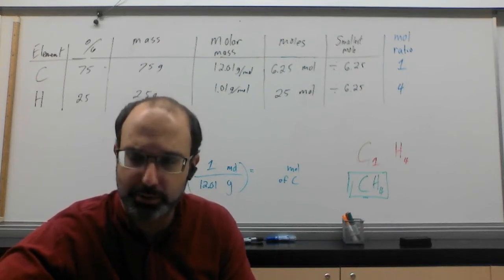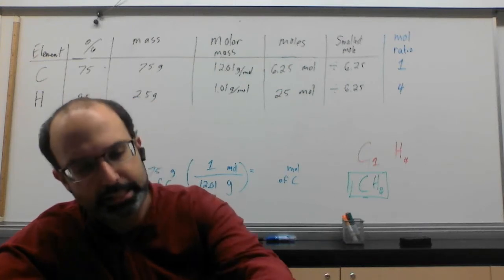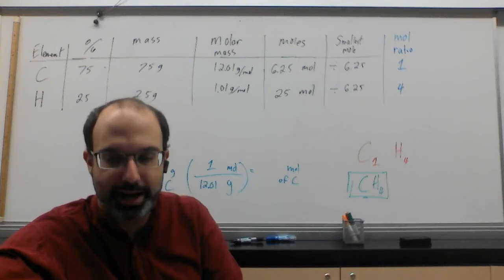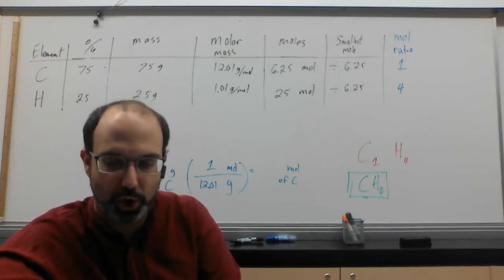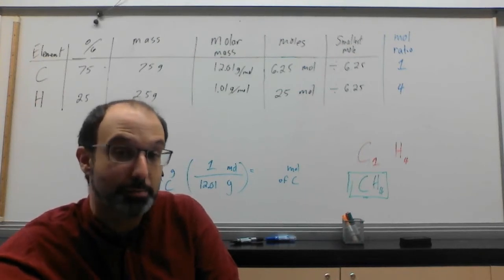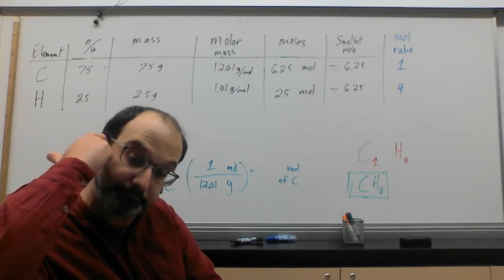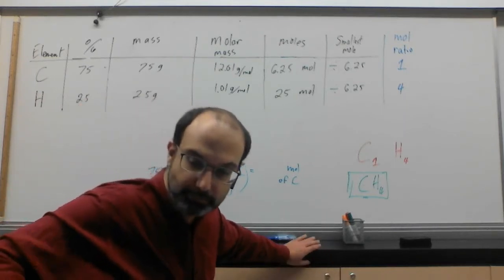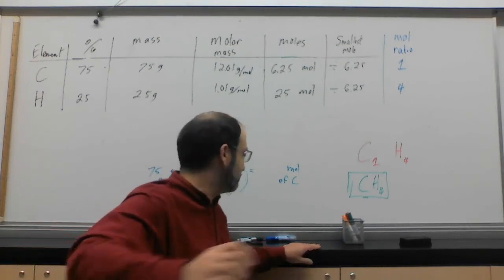Empirical formulas, molecular formulas, what's going on here? Well, let's take a look. It says here, molecular formula is the formula that gives the actual number of atoms of each element in a molecular compound. The molecular formula is always a whole number multiple of the empirical formula. What do I mean by that? Well, let's go with a simple example.